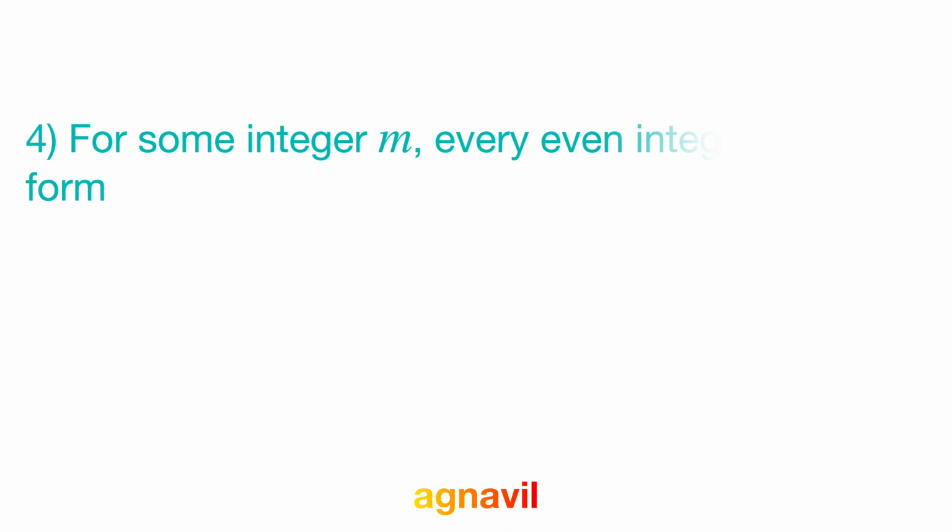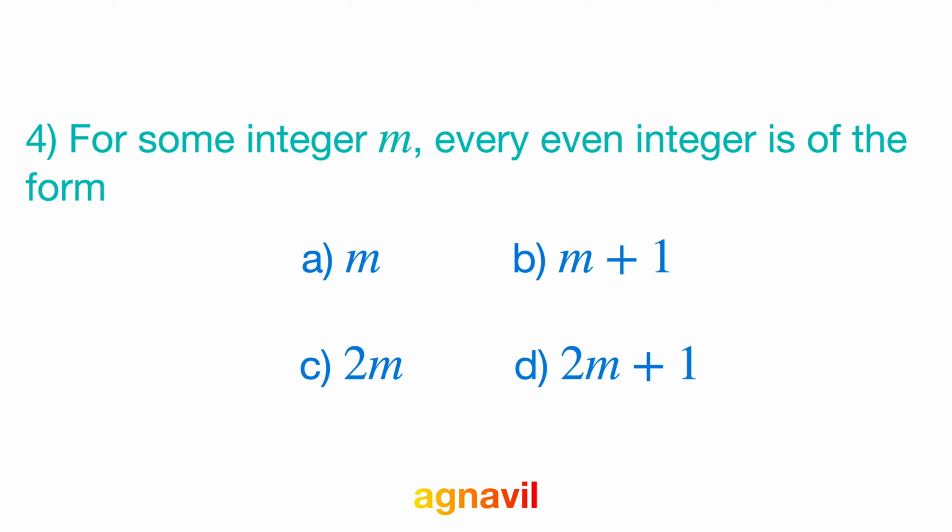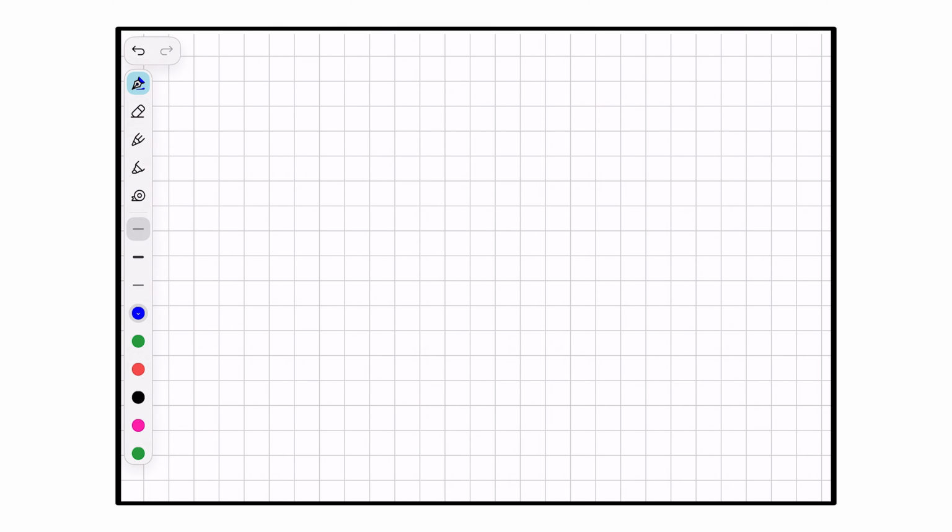For some integer m, every even integer is of the form. We have been given 4 options. One is m, second option is m plus 1, third option is 2m, and fourth option is 2m plus 1. To solve this, it is better to go one by one and see which one will satisfy the correct answer. Okay, the first we have m.